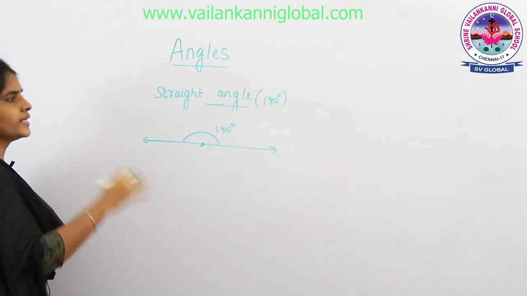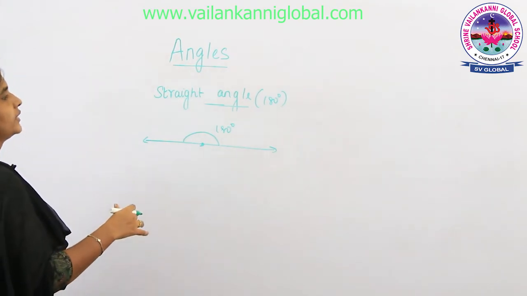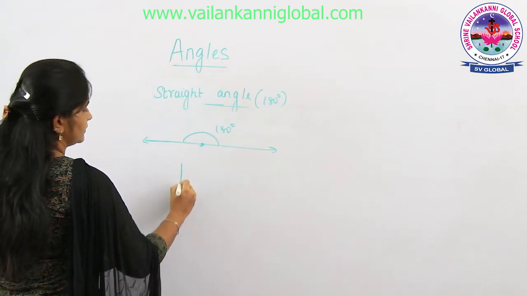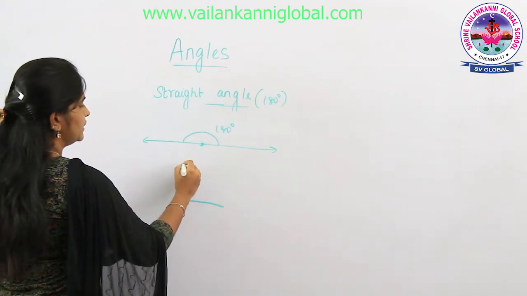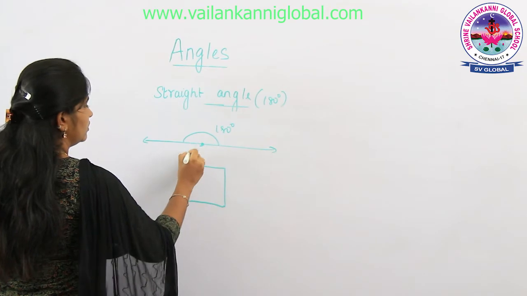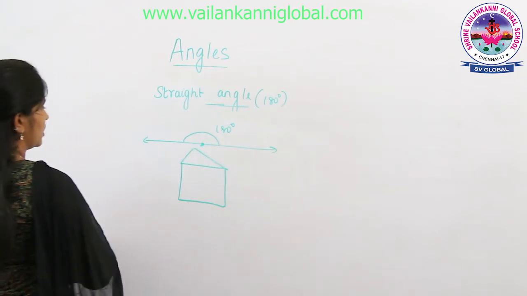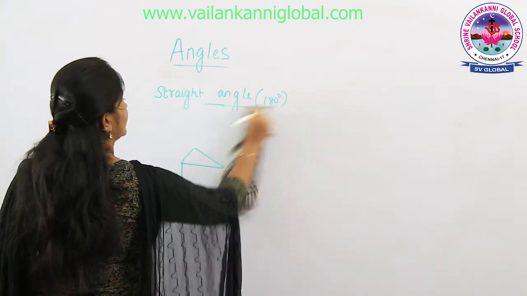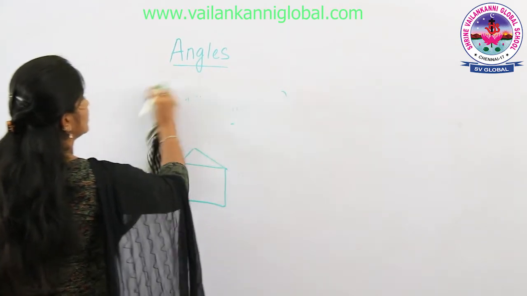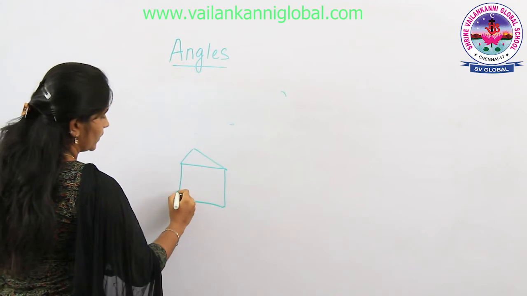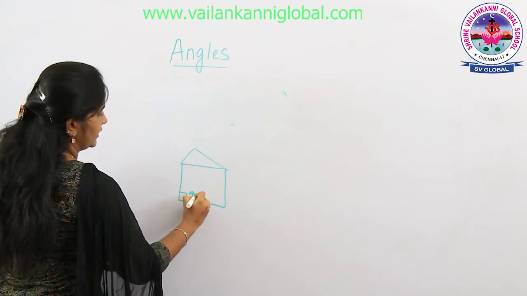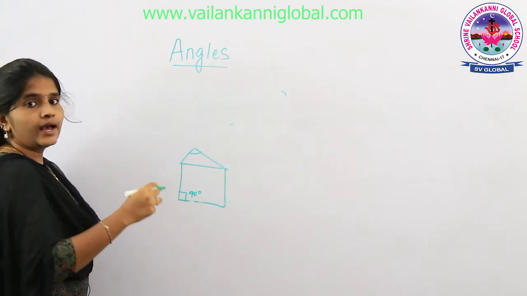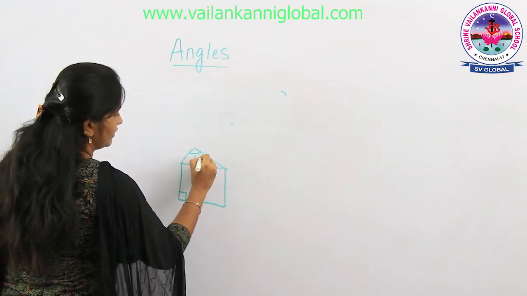You can see all these angles in real-time examples. For example, the right angle, 90 degrees. If you take a house, okay, so this is the house. Where do you see the right angle in the house? Here. This is the right angle, 90 degrees. What about this angle? If you see, it is an acute angle. This may be 45 degrees.